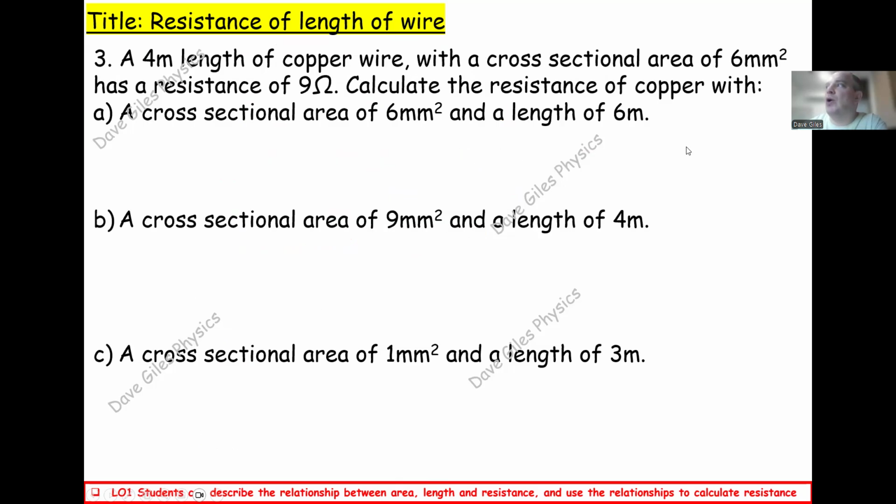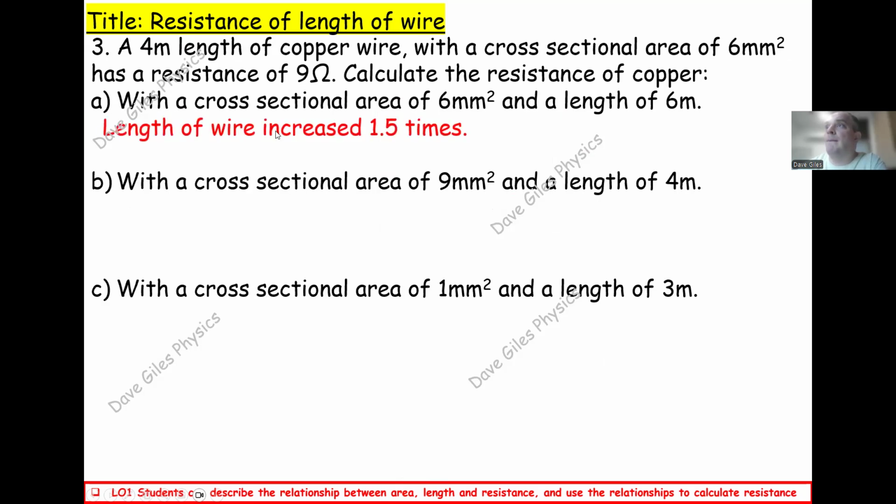Finally, I'm now combining these equations. So a 4 meter length of copper wire with a cross-sectional area of 6 millimeters squared has a resistance of 9 ohms. Calculate the resistance of the copper wire with a cross-sectional area of 6 millimeters squared and a length of 6 meters. So the length of wire has increased 1.5 times. So resistance is 9 times 1.5, 13.5.